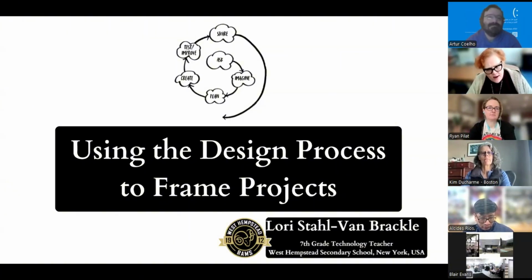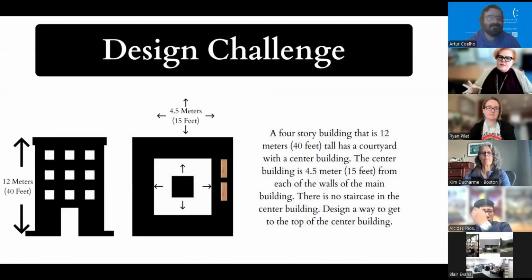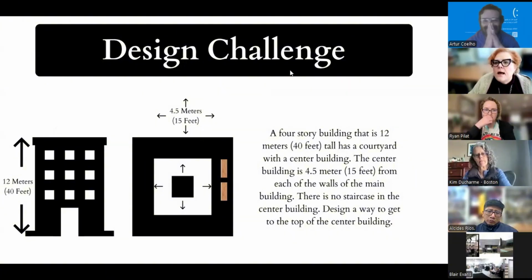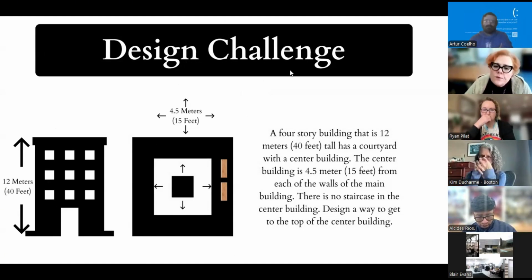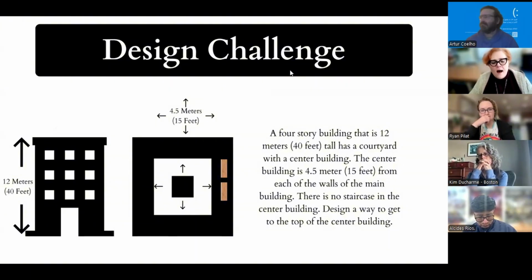When I teach the design process to my students, I like to start with a very simple design challenge. And if you guys want to give this one a whirl, you can. So this one's pretty simple. Basically, you have to design a way to get to the center of the building. There's a 4-story building that is 12 meters or 40 feet tall and has a courtyard with a center building. The center building is 4.5 meters or 15 feet from each of the walls of the main building. There's no staircase in the center building. Design a way to get to the top of the center building.